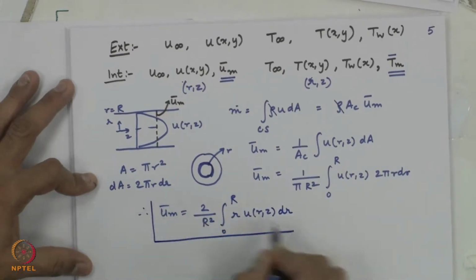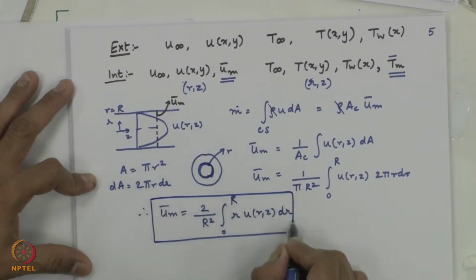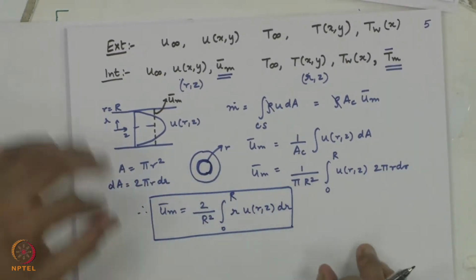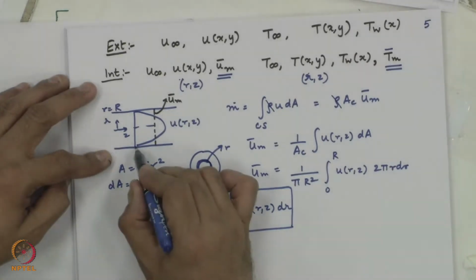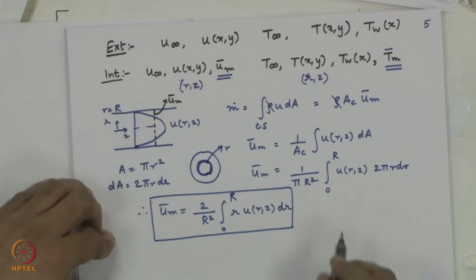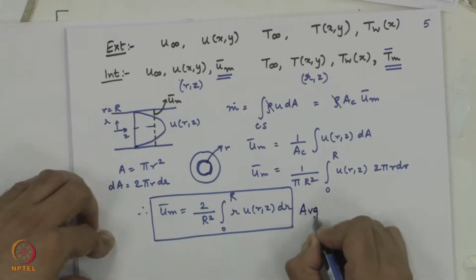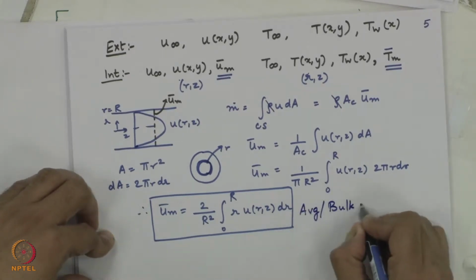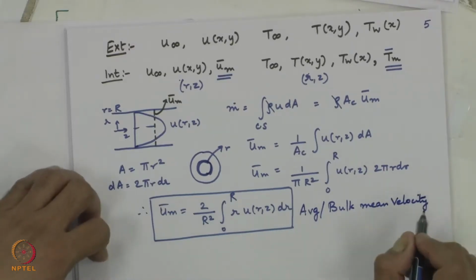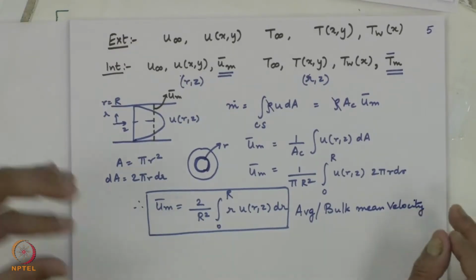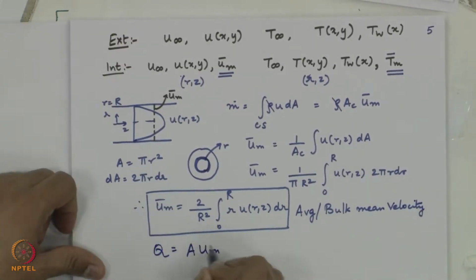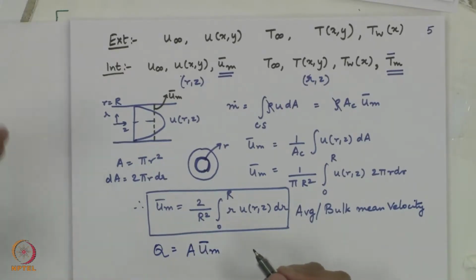This is your average or bulk mean velocity, whatever be the velocity profile. If it is a laminar velocity profile, it would be a parabolic profile. If it is turbulent, it could be some other kind of profile. Whatever be it, the average or bulk mean velocity is defined like this. This quantity is used to calculate gross quantities like flow rate. Volumetric flow rate is A into bulk mean velocity. Mass flow rate is rho A u m.